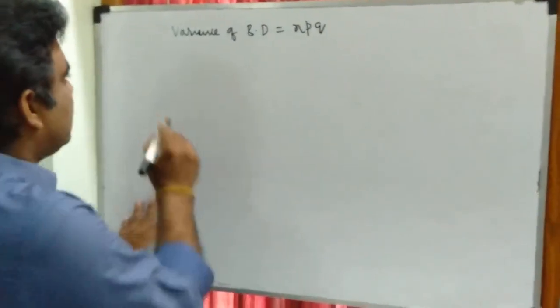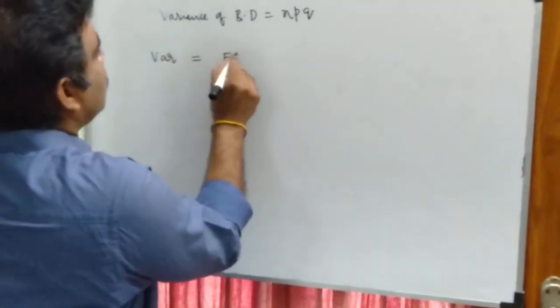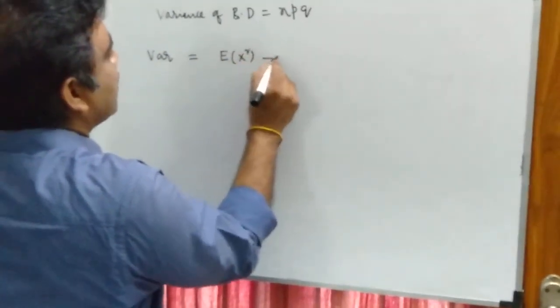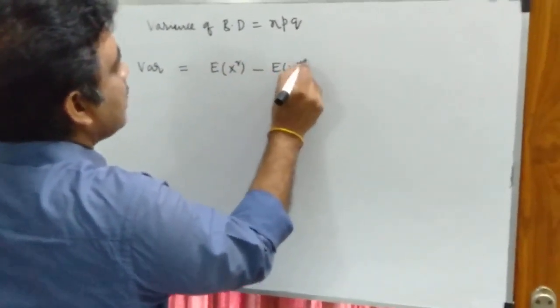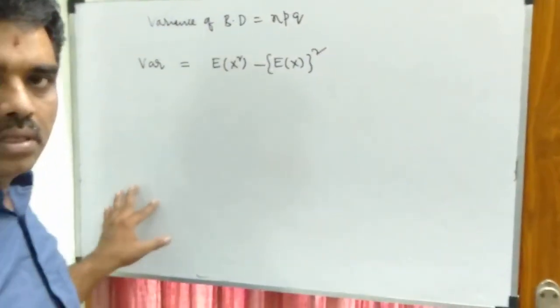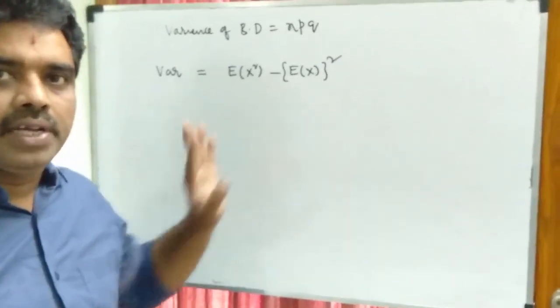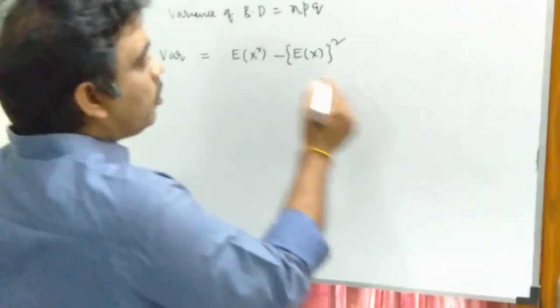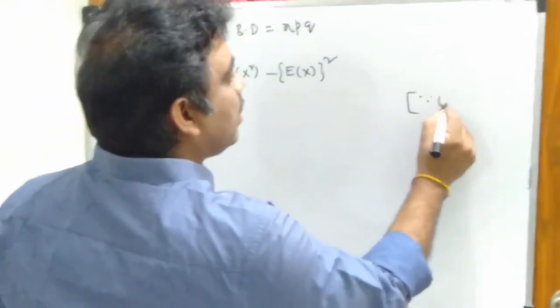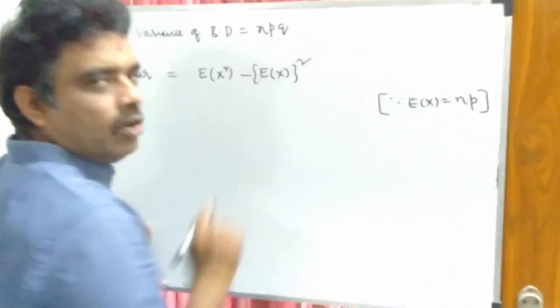So now the derivation. We know that the formula for variance is equal to the expected value of x square minus E of x whole square. In any distribution, the variance formula will be E of x square minus E of x whole square. We know that E of x is equal to the mean, that is equal to np in the binomial distribution. The second term, okay, no problem.